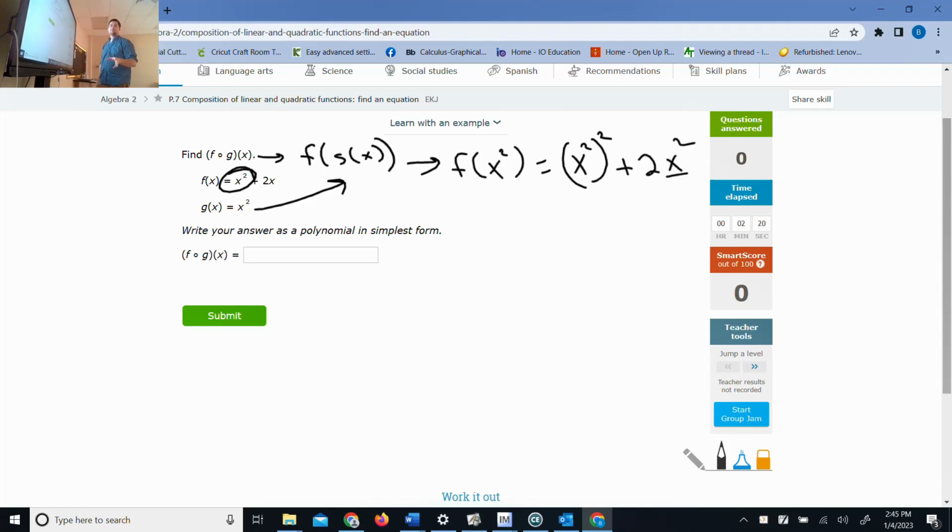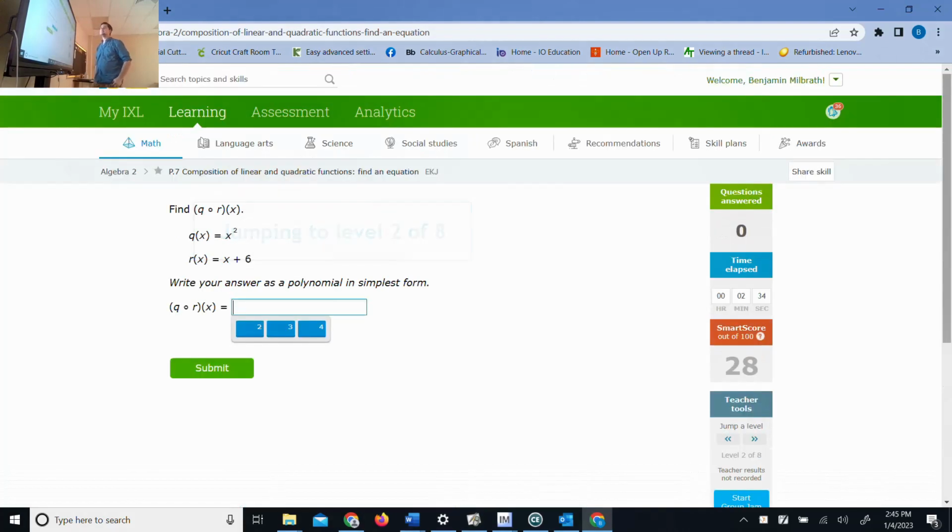Now if you take x squared and you square it, you're thinking x squared times x squared, you add the exponents. X to the fourth plus 2x squared would be your answer. That's all there is to that first one. Bump it up a level. Level 2 of 8 apparently.